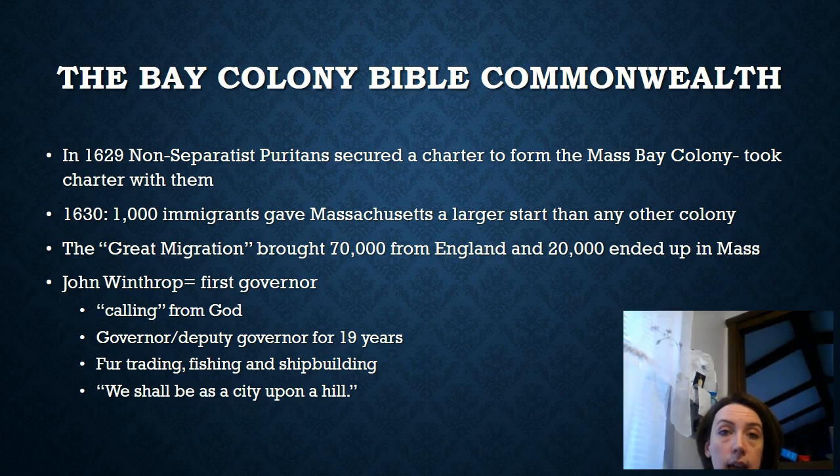It doesn't say very specifically much in the charter. So the group that set sail for the New World takes that charter with them and uses it as a form of government. That's another new idea, that they're going to try to integrate some self-government in there. We have a very large start to Massachusetts. You can see here that it says 1,000 immigrants. Even though they kept shipping immigrants to Jamestown, it's not as successful, and we'll talk about that a little bit more at another time.